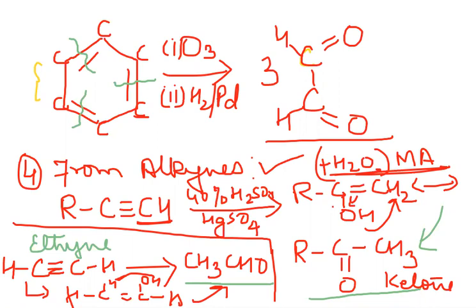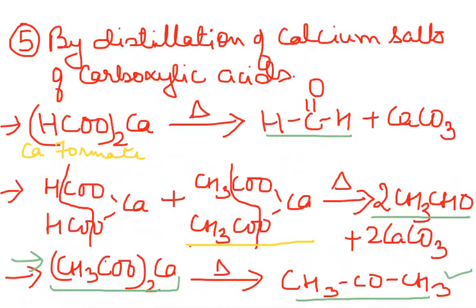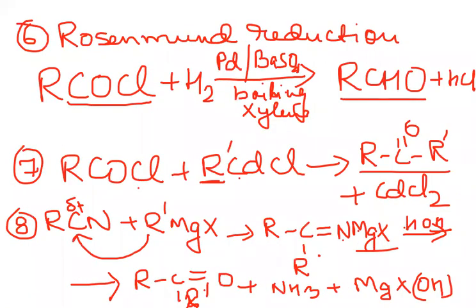So that was about it. So little things that you need to pay attention to. Then the next one that we did was by distillation of calcium salts of carboxylic acids. So this also we have done, and I hope you all have understood this part also. In details, we have done this also. And of course, the next part was the Rosenmund reduction for preparation of aldehydes. And if you are using an organometallic compound like organocadmium chloride, then you are going to get a ketone also. And the last one that we did was the addition of a Grignard's reagent.